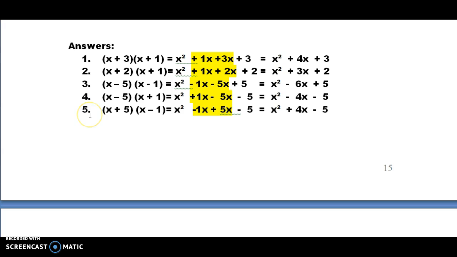And then the last one finally is x squared for the first terms. Then the outside is x times negative 1 for negative 1x. The 2 that are closest together is a positive 5 and an x for 5x. And then the last term here is a positive 5. The last term in the second grouping is a negative 1 for a negative 5. Again, we combine the 2 terms that are alike, the outer and the inner, which gives us a positive 4x.